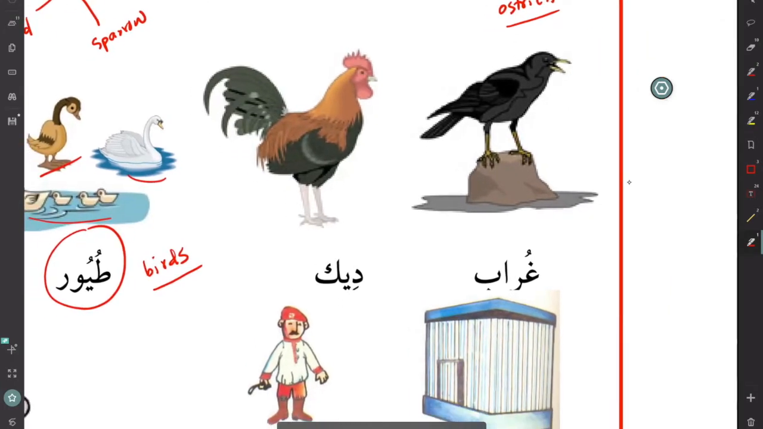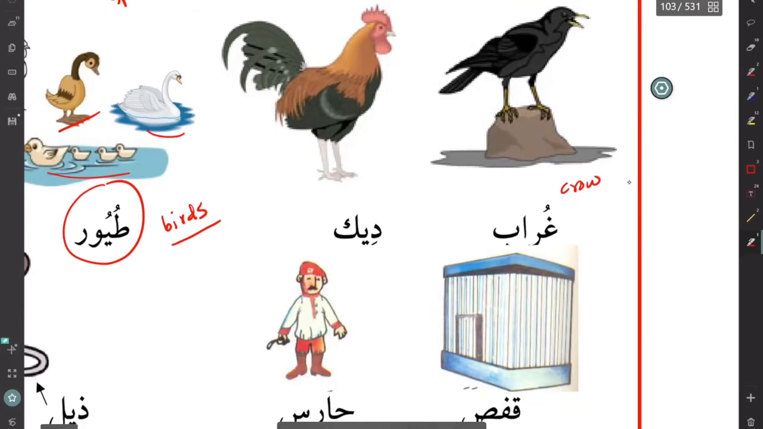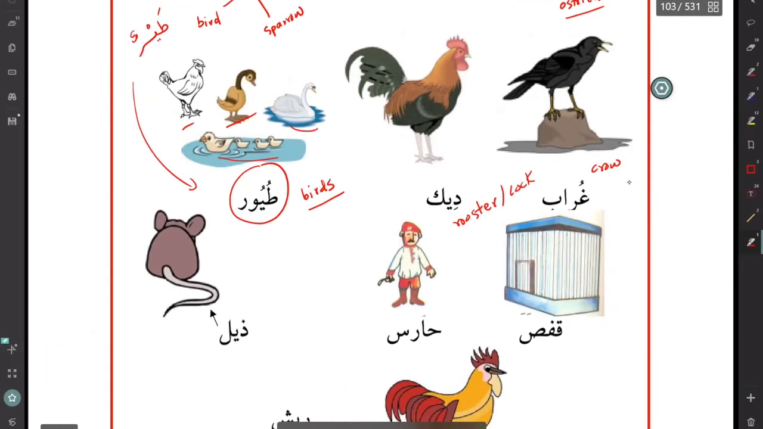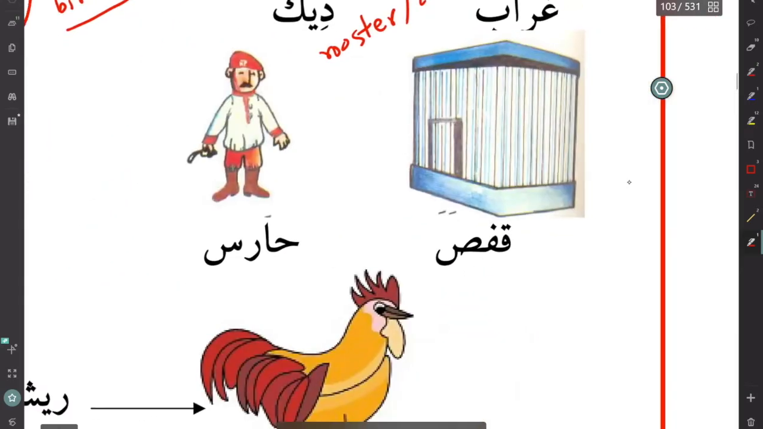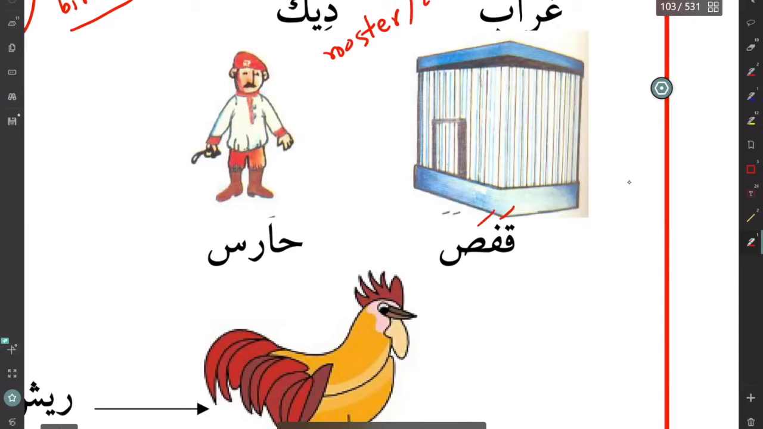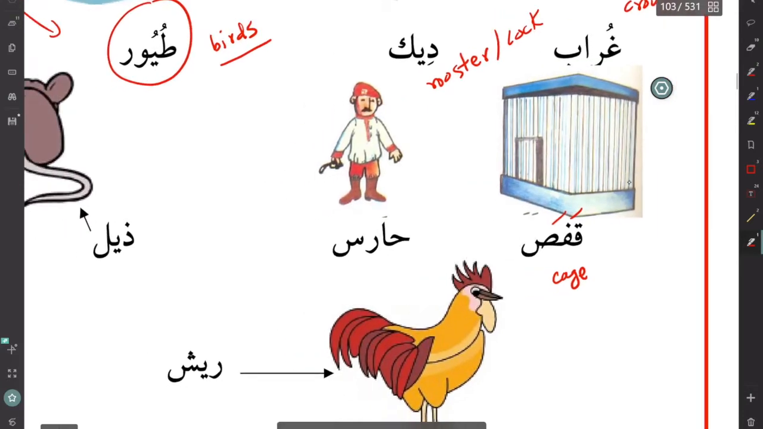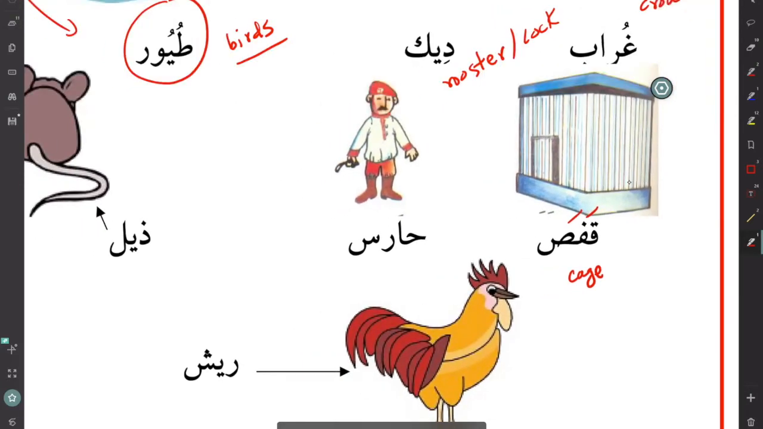And we have ghurab. Ghurab is what? Crow. And deekun is what? Rooster. I think they're the same thing, I think. And we have qafas. Qafasun is cage.